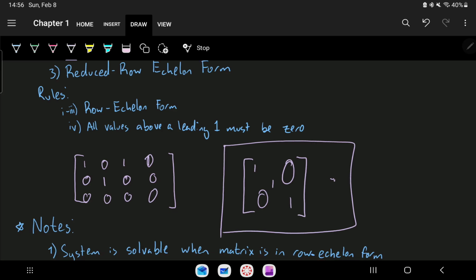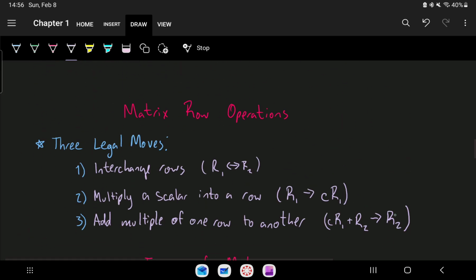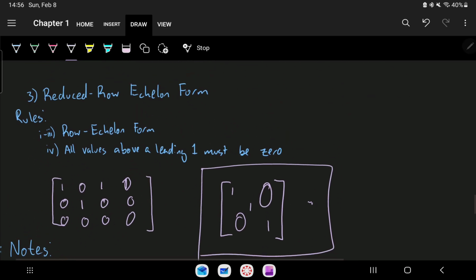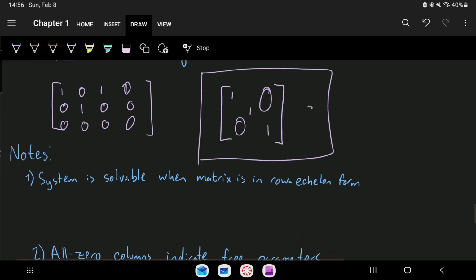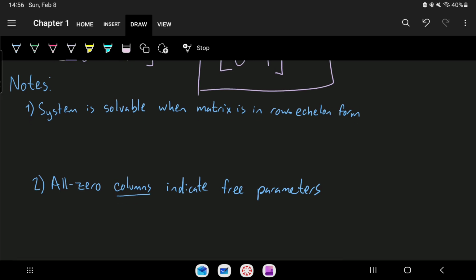So when we were talking earlier about the legal moves, essentially, in the long run, we're going to be using those to get the matrix into row-reduced echelon form. That's because the system is solvable when a matrix is even in row echelon form, but it's going to be even easier to solve when it is in reduced row echelon form.